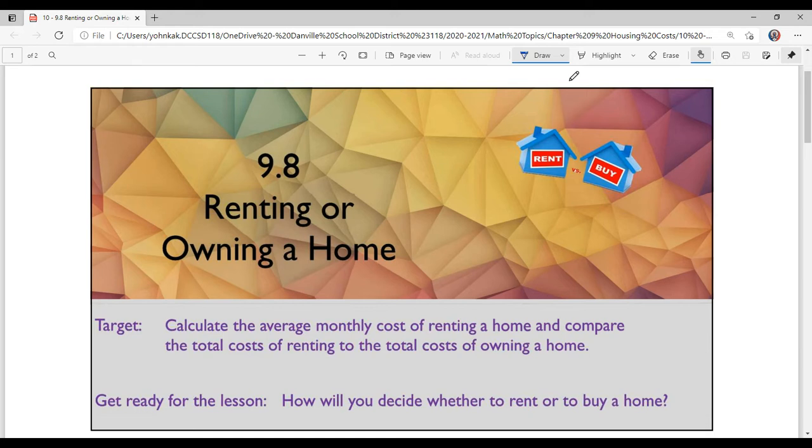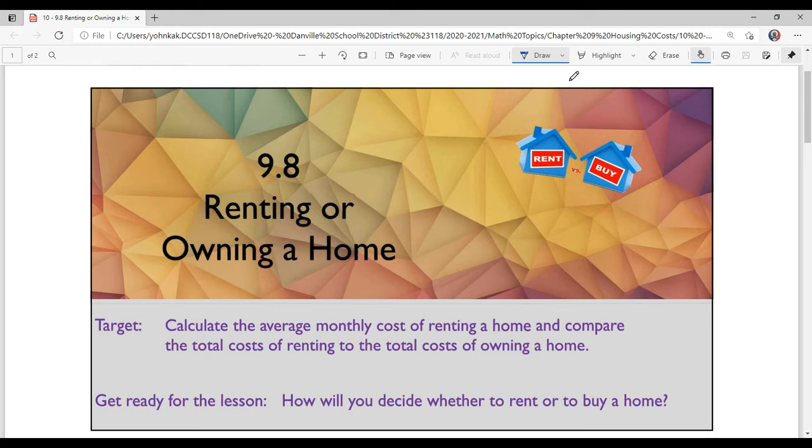Today we're going to calculate the average monthly cost of renting a home, and then we're also going to compare the total cost of renting to the total cost of owning a home. So the big question for today is, how will you decide whether to rent or to buy a home?